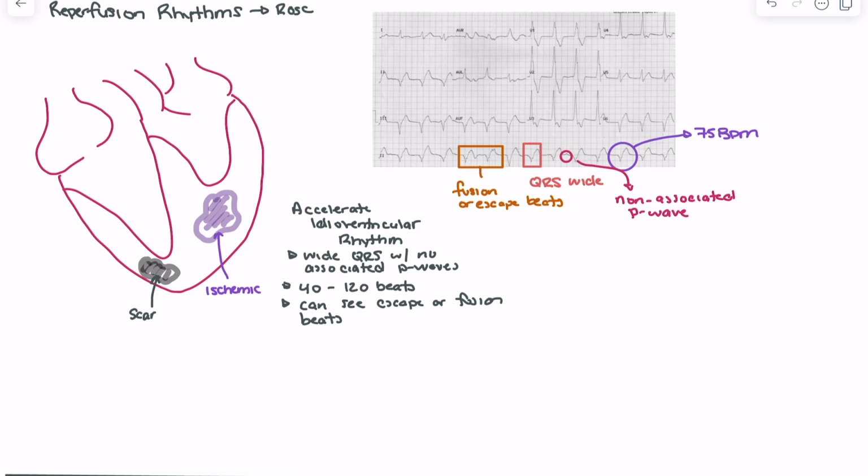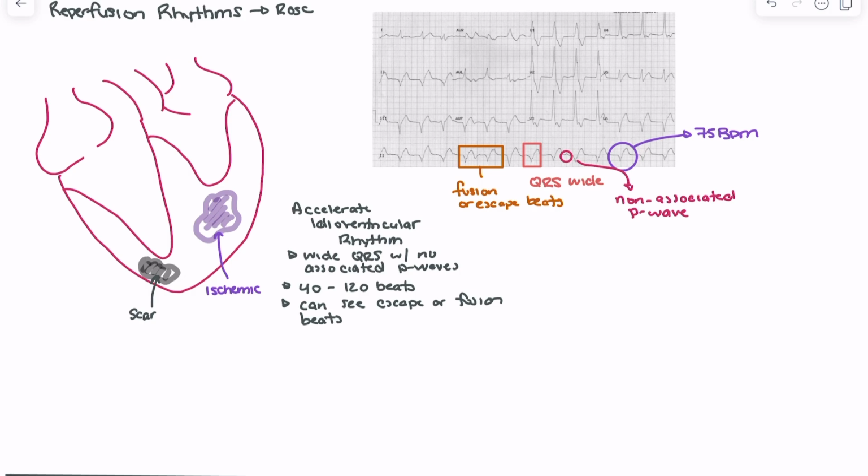So when we're thinking about intervening for these patients, we want to be mindful that if this is an accelerated idioventricular rhythm, we may not need to perform any immediate interventions. Perhaps this patient is not a good candidate for synchronized cardioversion post-arrest, because accelerated idioventricular rhythm is a common reperfusion rhythm, and we hope it terminates on its own if perfusion is accomplished.